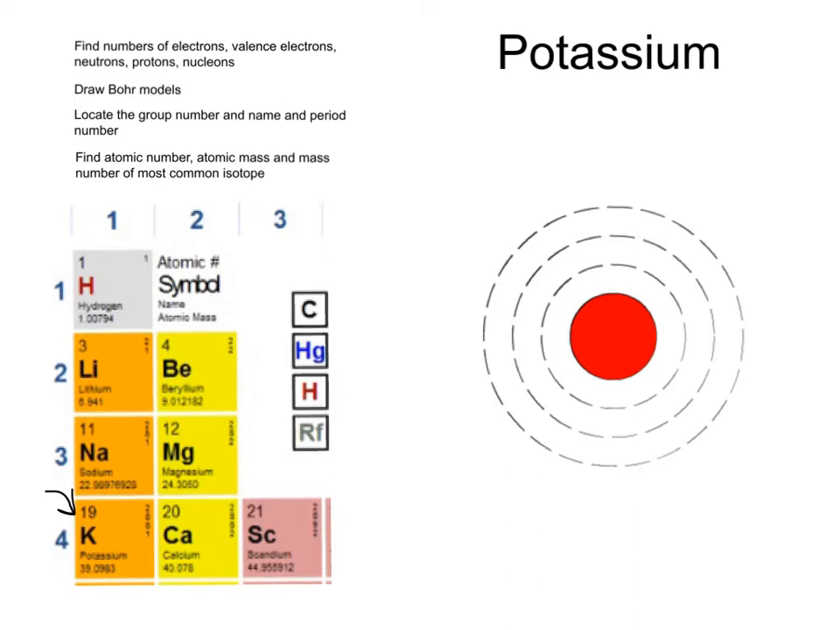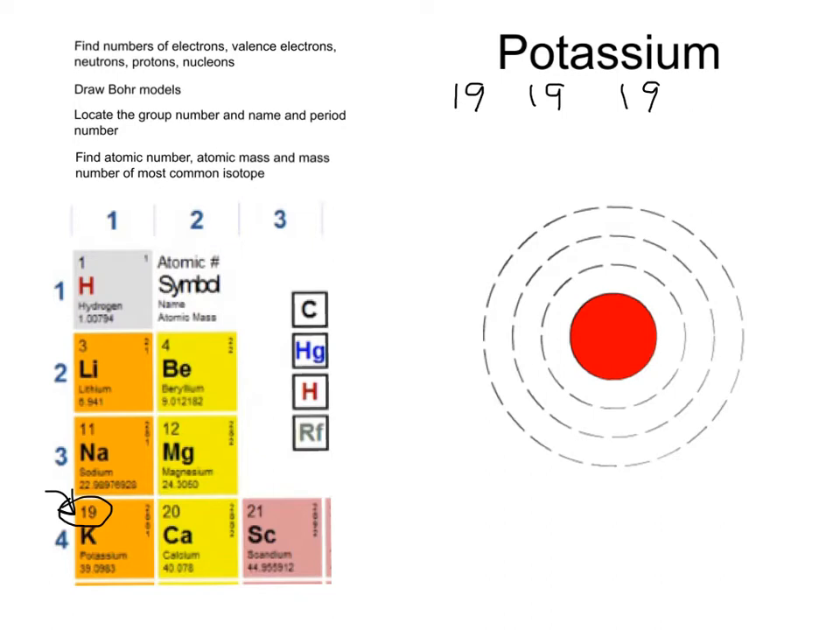So we need to find first the number of electrons in potassium. And the number of electrons is equal to the atomic number, which is 19. So we're going to have 19 electrons. We're also going to have 19 protons, and the atomic number is going to be 19. So just looking at that number 19 tells us a whole bunch of things. It tells us the number of protons, the number of electrons, and the atomic number of potassium.